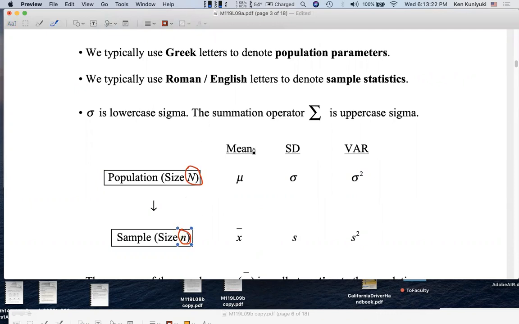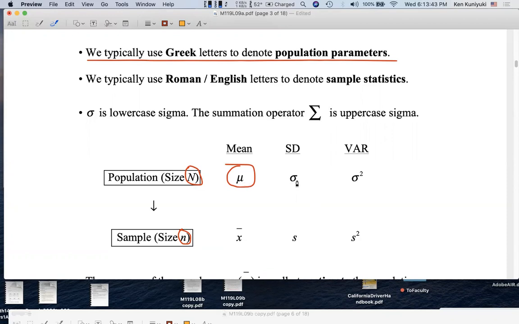Now remember, for the mean, a measure of center, the population mean is given by the Greek letter mu. Remember that we typically use Greek letters to denote population parameters. The Greek letter mu represents population mean.